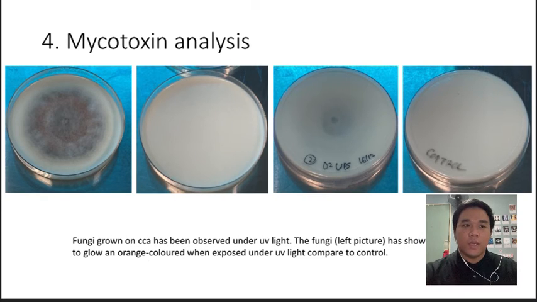For the mycotoxin analysis, the fungal growth was observed under UV light. On the far left, this is fungal growth on the CCA agar. It shows that it glows an orange color when exposed to UV light.